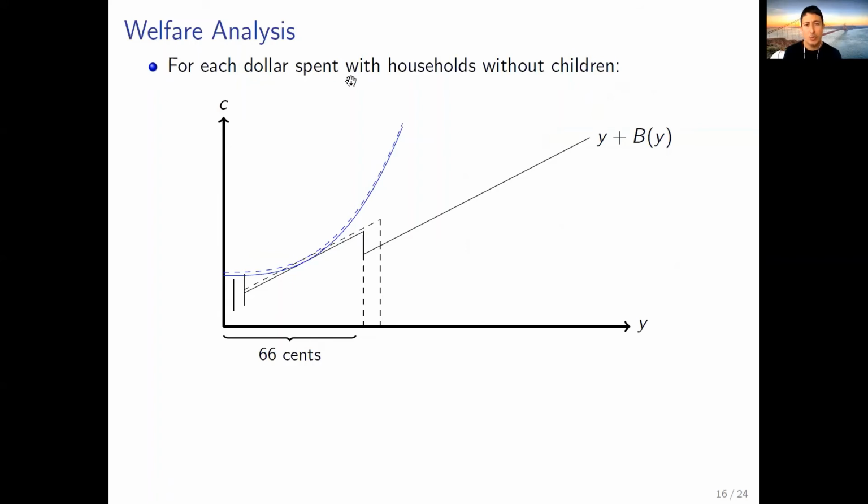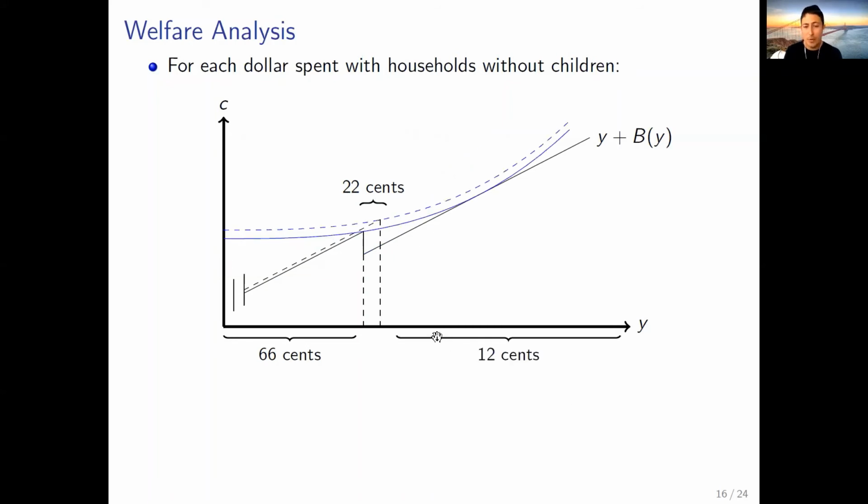I find that for each dollar spent on these poor households without children, 66 cents went to these households that earned less than $70, right? So these were households that were eligible before the program, and they just earned a little bit more income because of the increase in the transfer. 22 cents go to the households that were already between 70 and 77 before the reform. And those households got a big increase in transfer. And 22 cents out of this marginal dollar went to them.